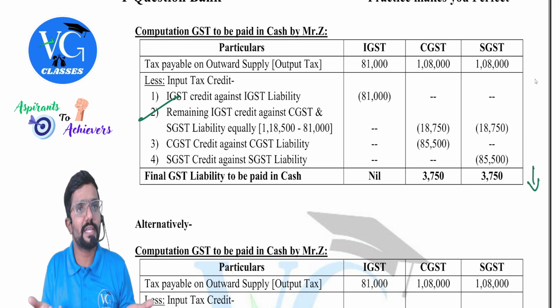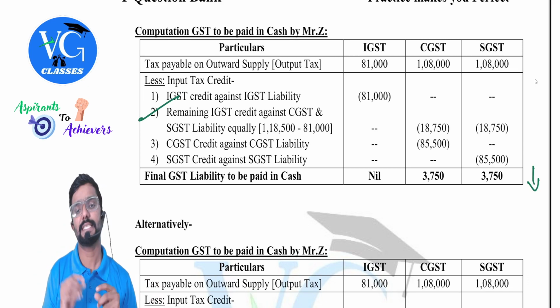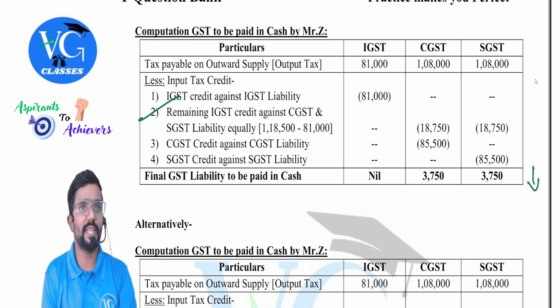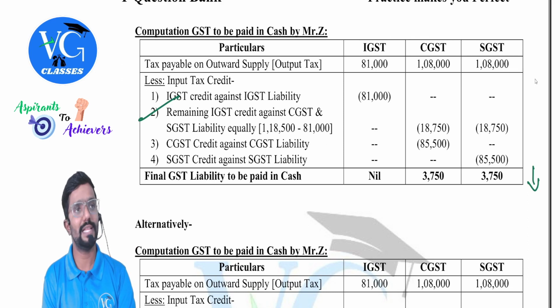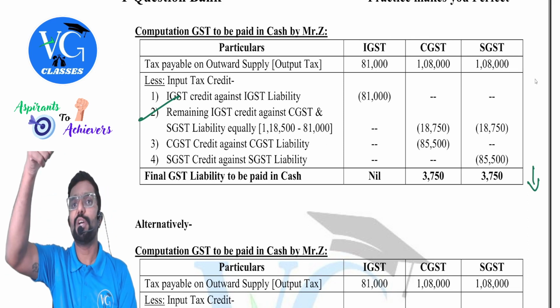See, when you are ready for this kind of question, whatever part of it comes, you will be able to handle it, guys. Okay, sir. So GST liability to be paid in cash by Mr. Z, guys. IGST nothing, because fully adjusted credit. CGST and SGST equally 3,750. Did you guys get it?